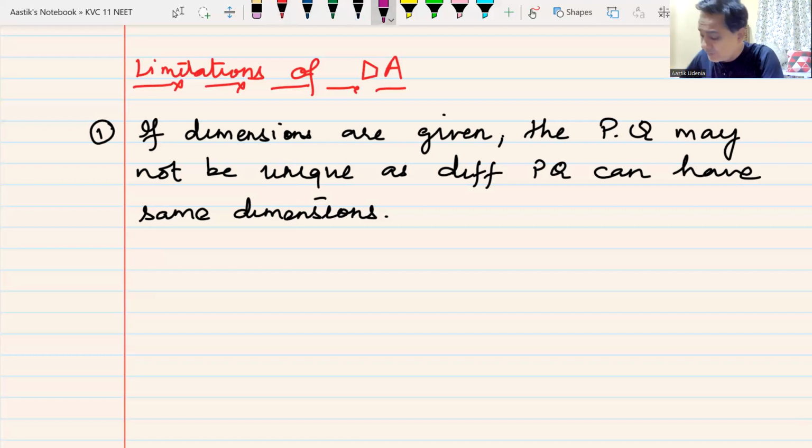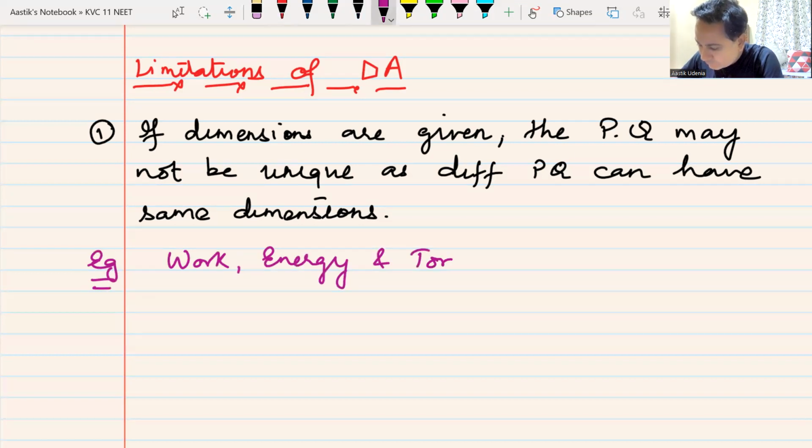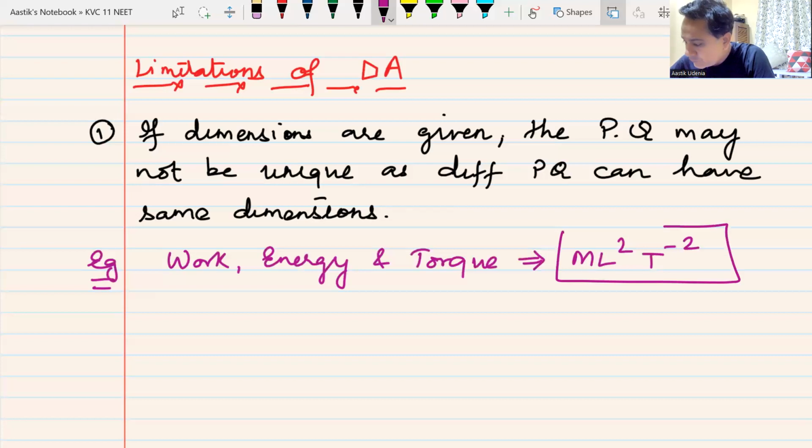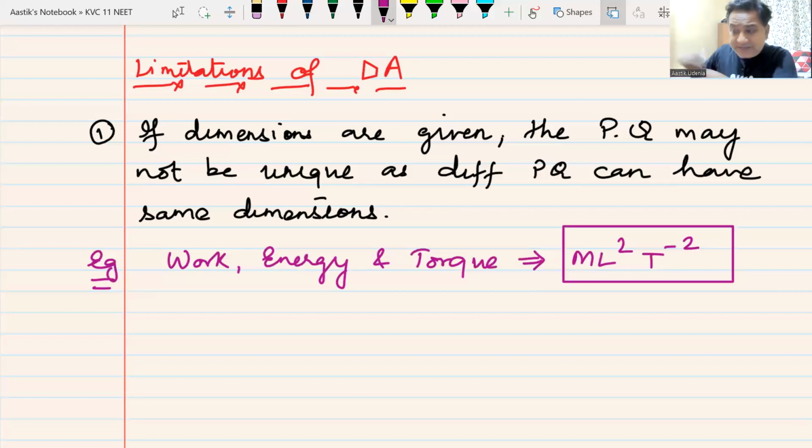Let me give you a very simple example of this, and we know this example: work, energy, and torque. They all have the same dimension, my dear friend, and the dimension is ML square T minus 2. Now the problem is, if you get a physical quantity which has this dimension ML square T minus 2, you cannot say with absolute confidence which quantity you have got, whether you have got work, whether you have got energy, or whether you have got torque. So that is the problem.